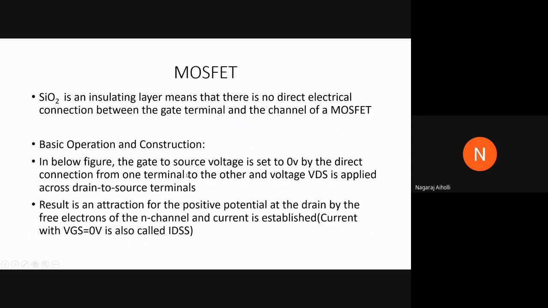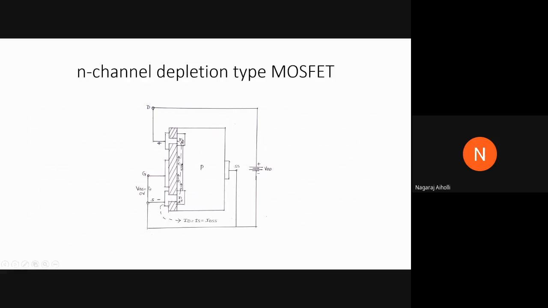Let us move on to the working of the MOSFET. In the below figure, the gate to source voltage is set to 0 volts and VDS is applied across the drain to source terminals. VGS is 0 volts and we are applying some drain to source voltage. When we apply this, the electrons in the N channel are attracted to the positive of the VDD, or the positive of the VDS.